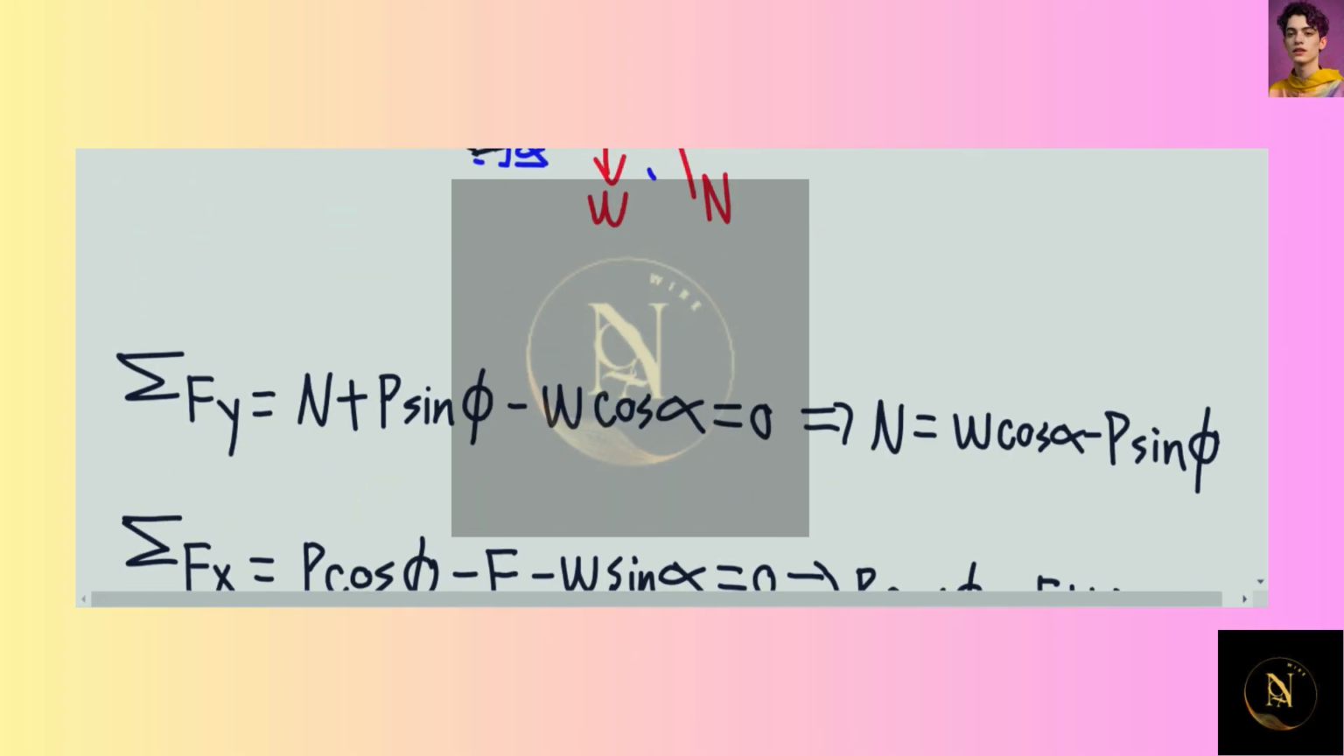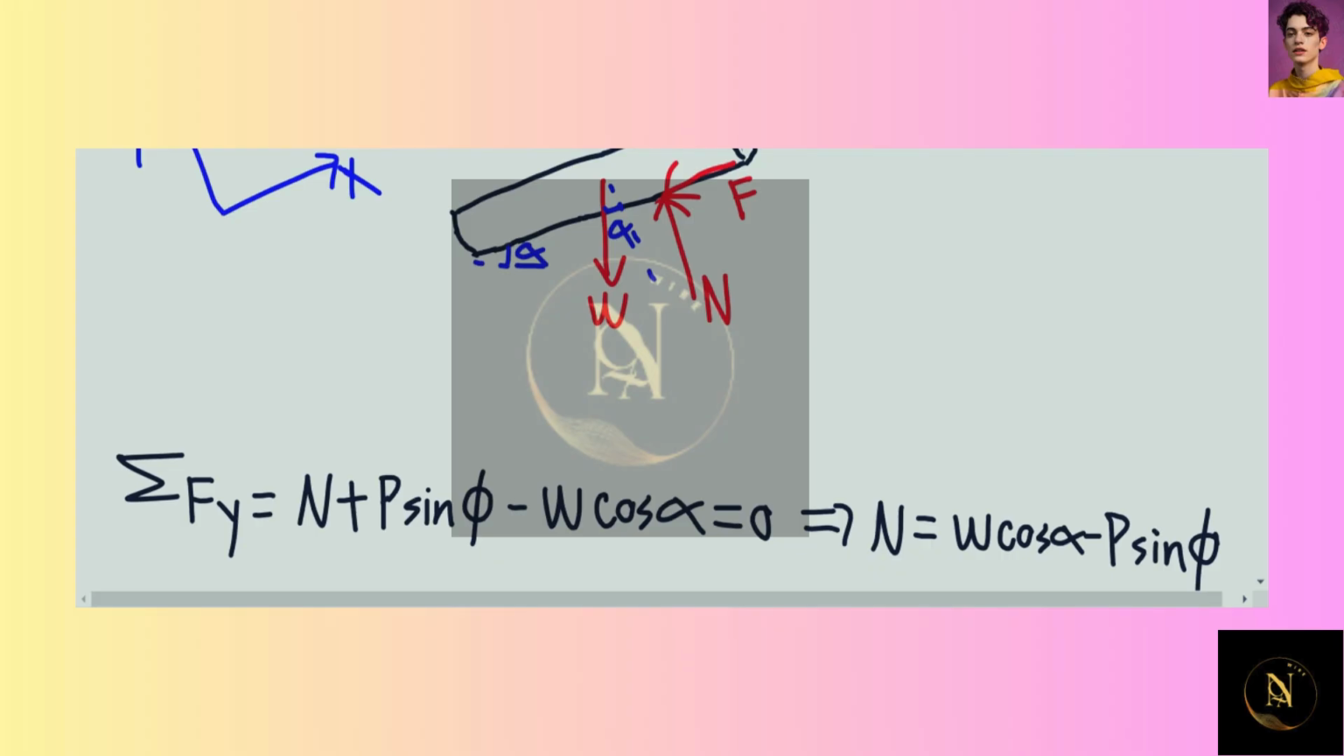So we have the net force along the y direction equal to the normal force plus force P sine phi minus gravity times cosine alpha, equal to 0. So we have the normal force N equal to W cosine alpha minus P sine phi.